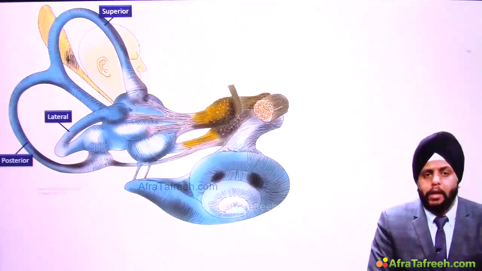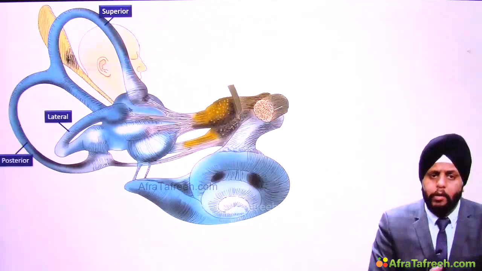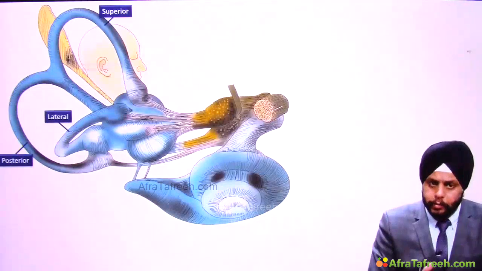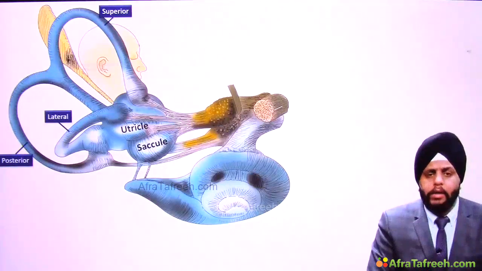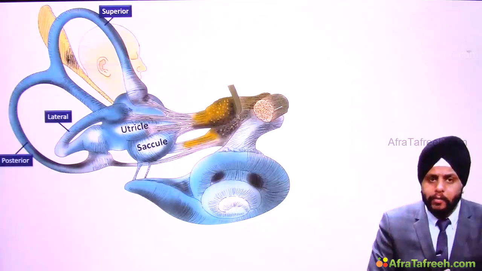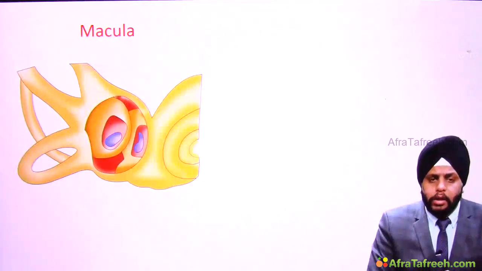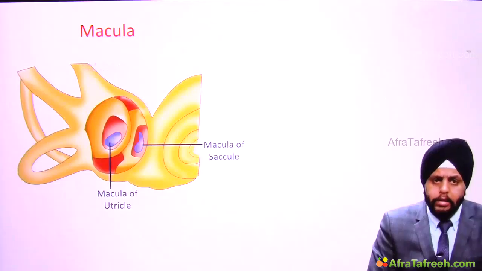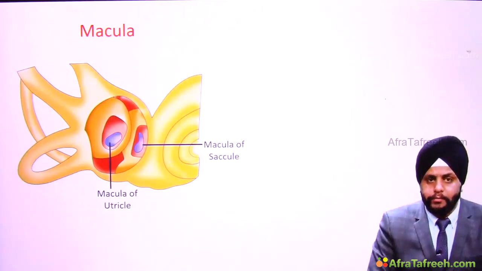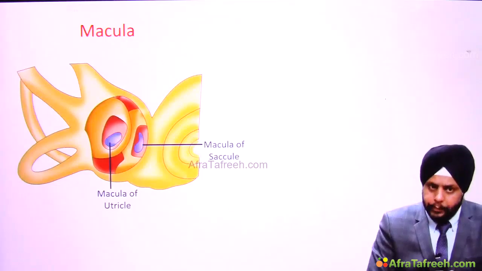Other than the 3 canals, we have 2 sacs in the vestibule. They are also part of the vestibular system. So 2 sacs, saccule and utricle. Now, what is the function of the utricle and saccule? Inside the utricle and the saccule, we also have a sensory epithelium known as macula. So you can see the utricle and the saccule. Inside them there is a macula.